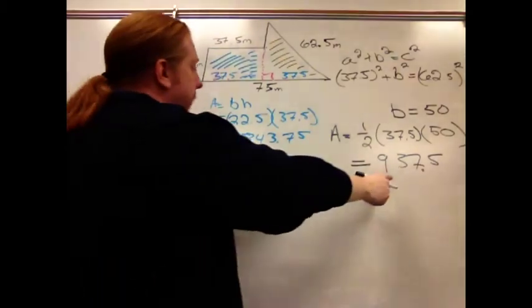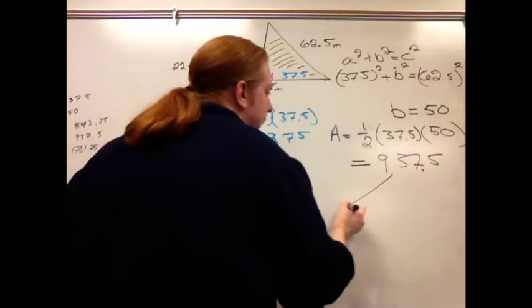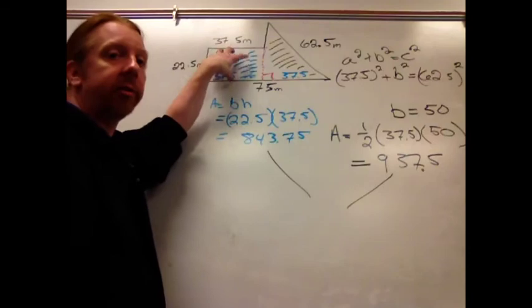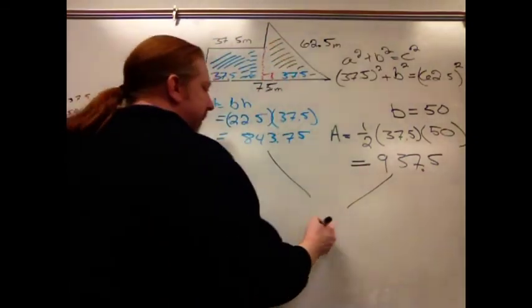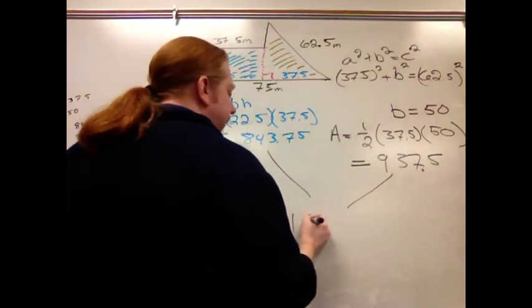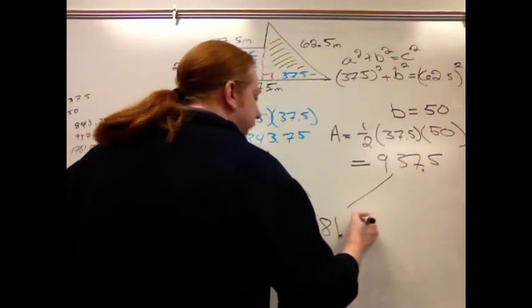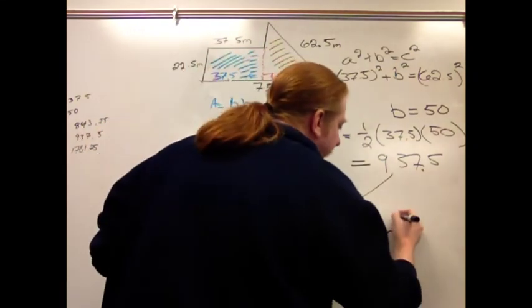My last step is to bring these two areas together. Area of the box plus area of the triangle will give me the area of the entire composite. Adding these together, I get 1781.25 square meters.